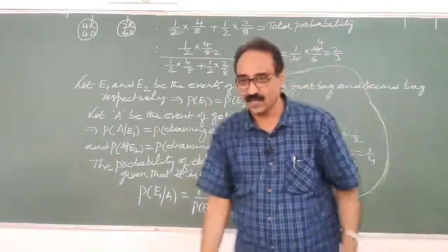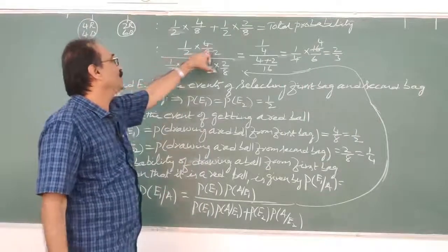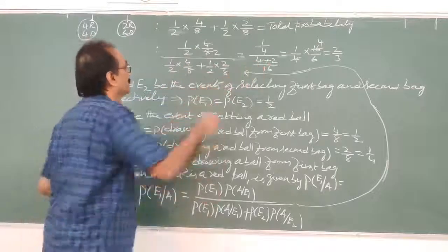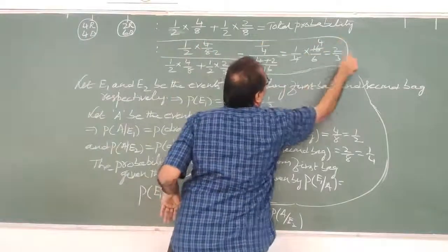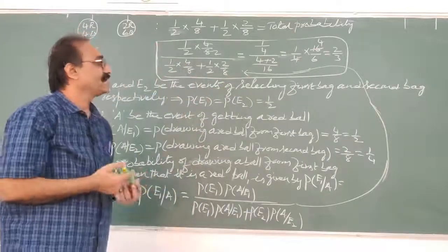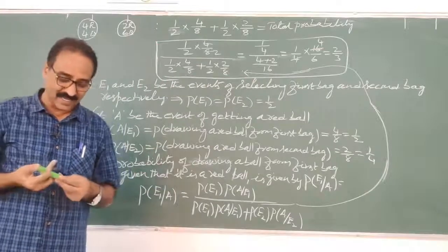Now what will we write? In place of probability of E, what will we write? 1 by 2 into 4 by 8 by 1 by 2 into 4 by 8 plus 1 by 2 into 1 by 4. This step you write, enough. That is over. My dear students, I think you understood very well without any problem.